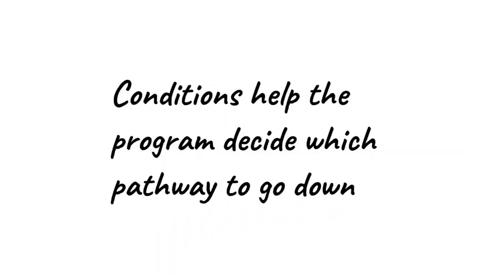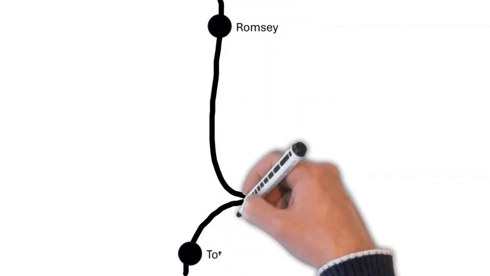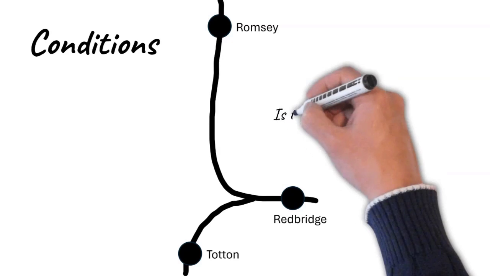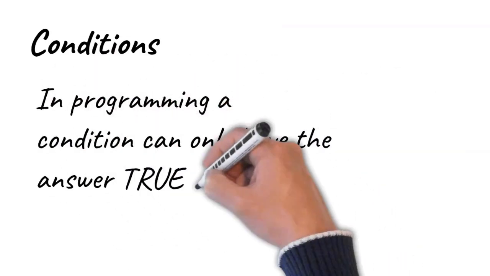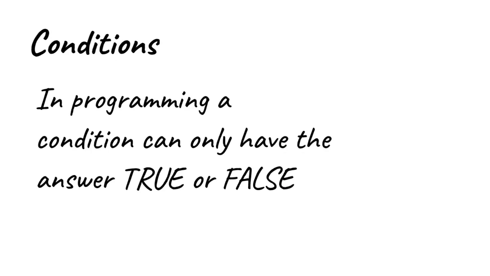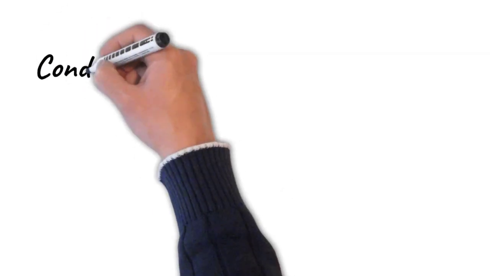Now let's look at what conditions are. Conditions help the program decide which pathway to go down. In our train example earlier, there's only really one question that the signaller needs to ask themselves, and that is, is this the train to Totton? And if it is the train to Totton, if that's true, then they're going to switch it so that the train goes off to Totton, and if that's false, they're going to switch it to go off to Romsey. In programming, like our railway example earlier, we can also only have the answer true or false.